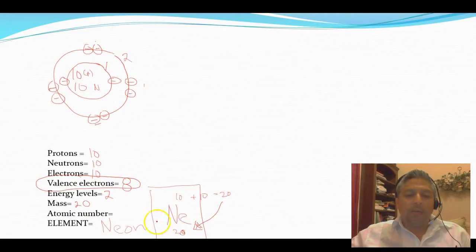Plus we have this number over here, so we can correlate or check that, to make sure our math is correct. The atomic number is this number on the top, or the positives. Also the negatives can be used to find the atomic number, which is 10, and the element is neon.